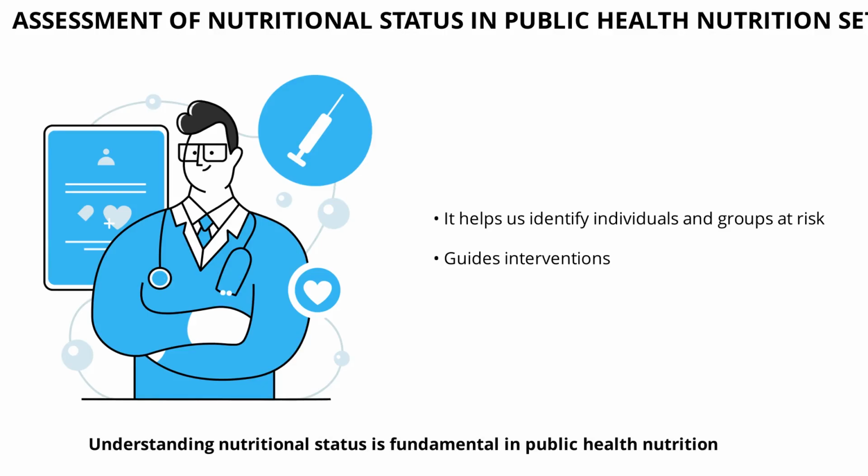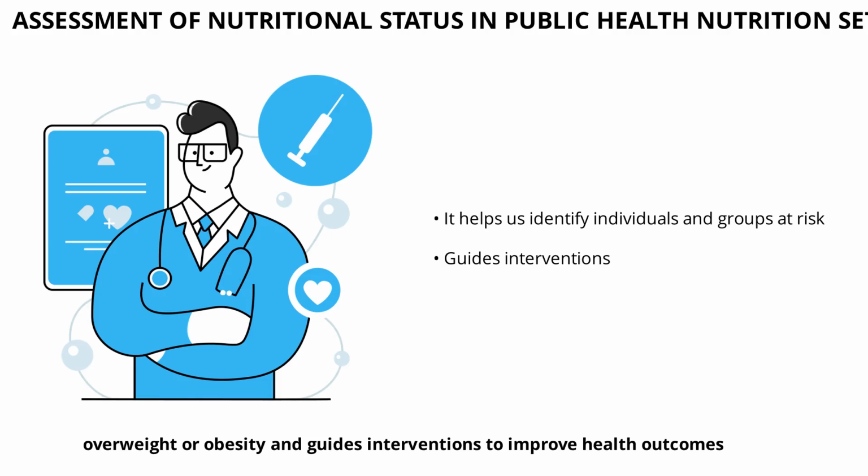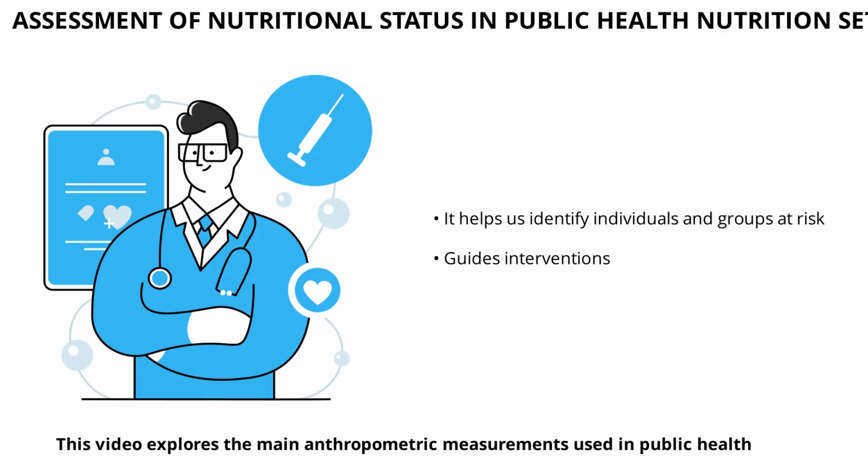Understanding nutritional status is fundamental in public health nutrition. It helps us identify individuals and groups at risk of undernutrition, overweight, or obesity, and guides interventions to improve health outcomes. With rising rates of obesity and metabolic diseases, assessing nutrition has become more critical than ever.